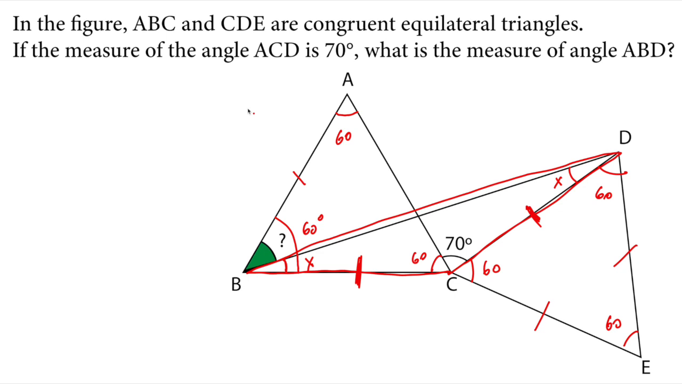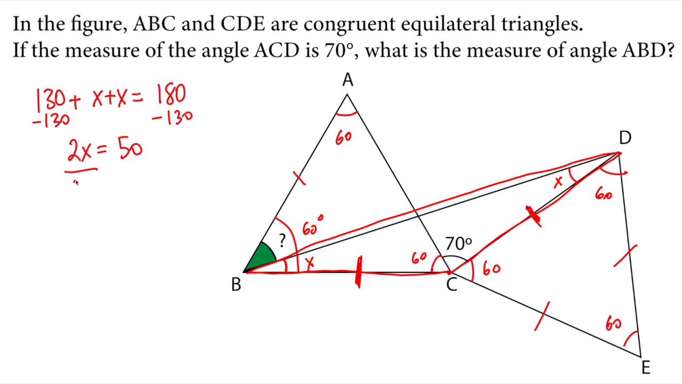The interior angles of a triangle add up to 180 degrees. So I have 60 plus 70, which makes 130. 130 plus 2X must be equal to 180. So 2X equals 50. How? We need to subtract 130 from both sides, and divide by 2 on each side, then X will be equal to 25. So this angle is 25 here.